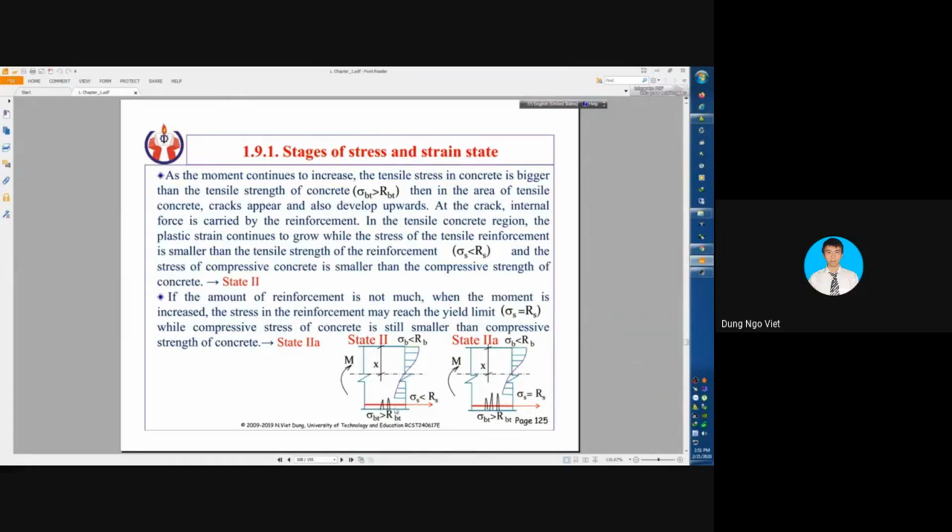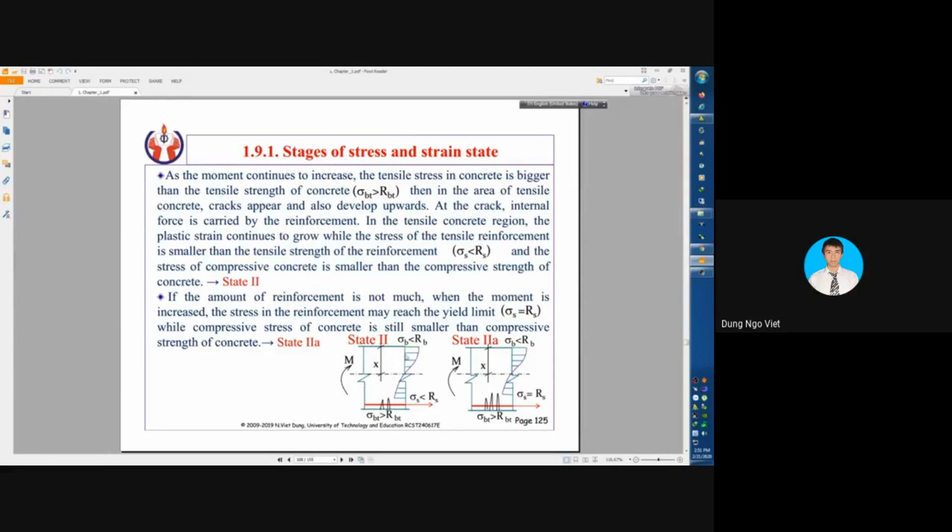So the reinforcement will carry the tensile stress here. In the tensile concrete region, the plastic strain continues to grow while the stress in the tensile reinforcement is smaller than the tensile strength of the reinforcement. Sigma s is the tensile stress of the steel or the reinforcement, and Rs is the strength of the steel. And the stress of compressed concrete is smaller than the compressive strength of concrete. So this case is state number 2.